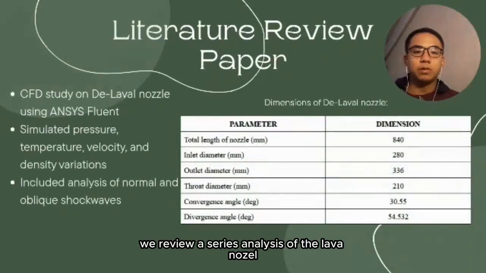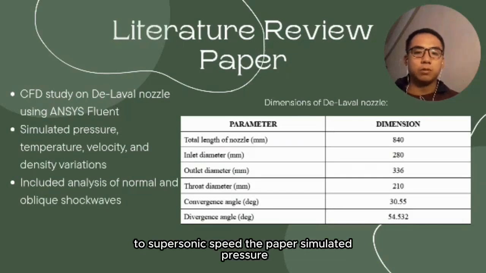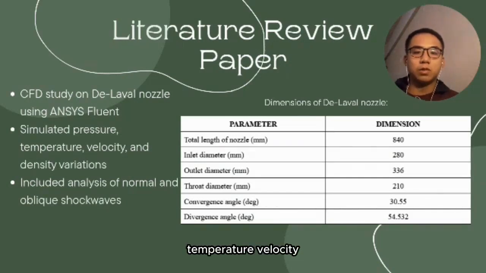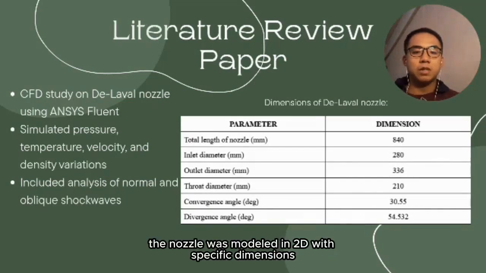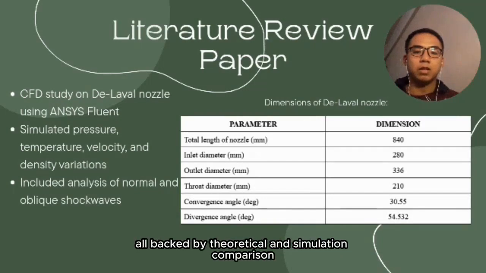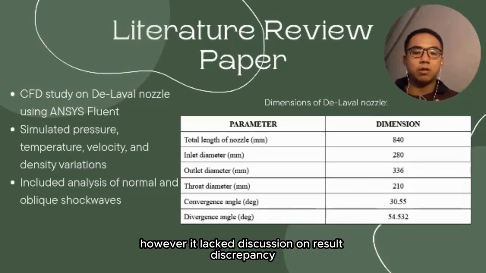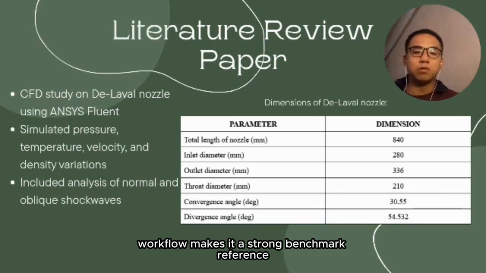In this study we review a CFD analysis of the de Laval nozzle, a convergent and divergent nozzle used to accelerate flow from subsonic to supersonic speed. The paper simulated pressure, temperature, velocity and density changes along the nozzle using ANSYS Fluent, and even modeled shockwaves under different pressures. The nozzle was modeled in 2D with specific dimensions like a 210 mm throat diameter and a divergent angle of 54.5 degrees. What made this paper stand out was a clear explanation of isentropic flow, Mach number behavior and shockwave dynamics, all backed by theoretical and simulation comparison. However, it lacked discussion on result discrepancy and didn't cover turbulence modeling or design optimization. Still, the detailed CFD workflow makes it a strong benchmark reference for our project.